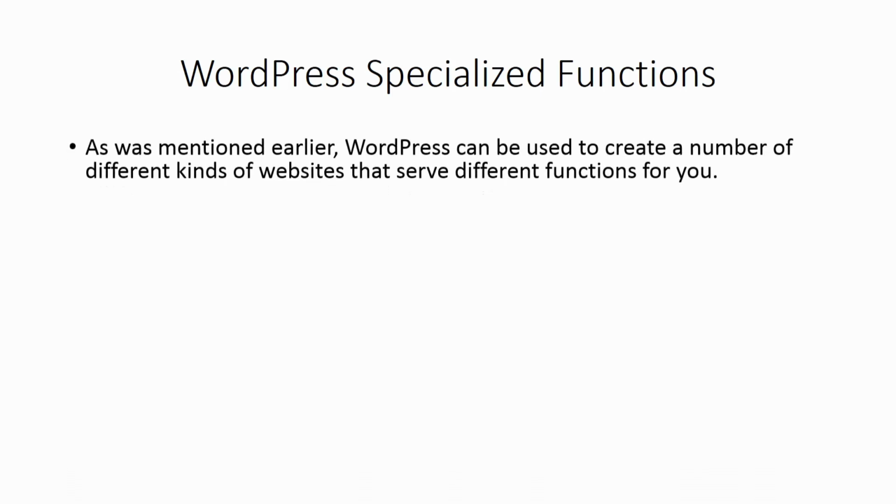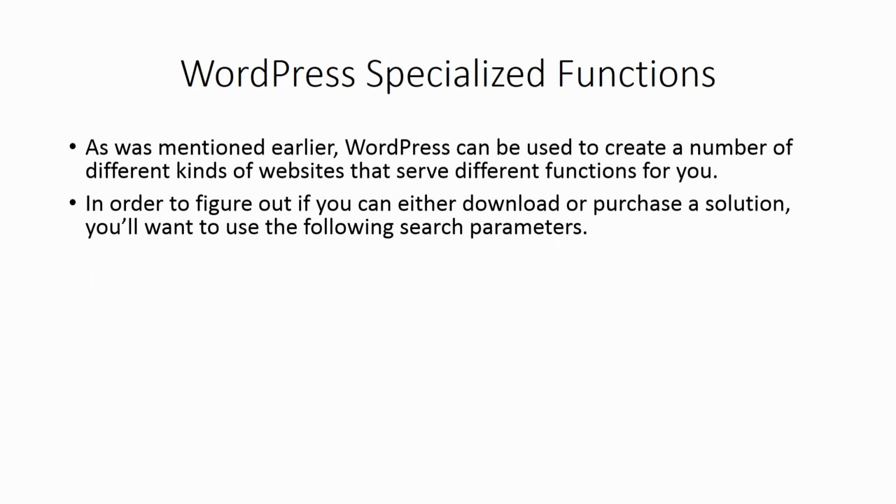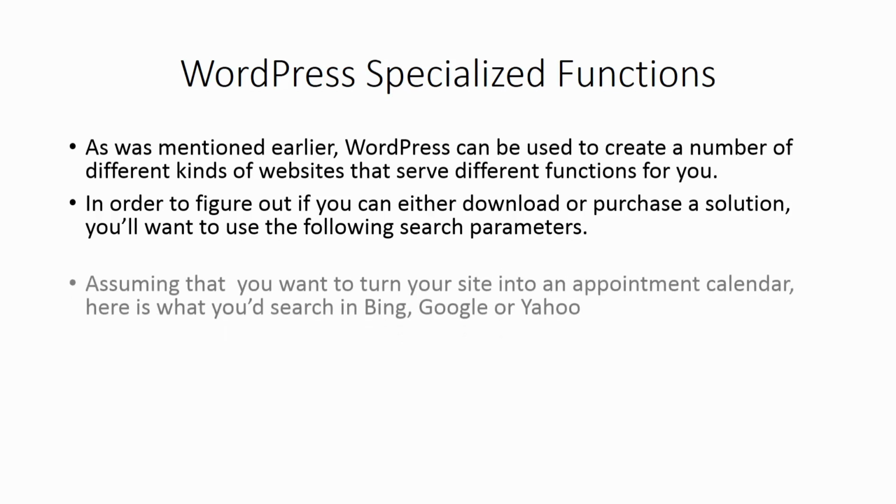Welcome back. Now, in this video, we're going to be discussing some of the specialized functions inside of WordPress. Now, as was mentioned earlier, WordPress can be used to create a number of different kinds of websites that serve different functions for you. Now, in order to figure out if you can download or purchase a solution, you'll want to use the following search parameters.